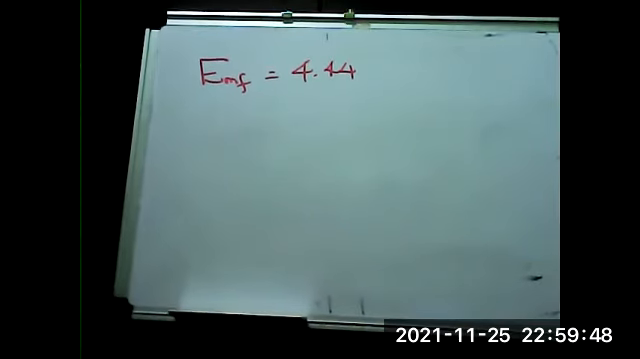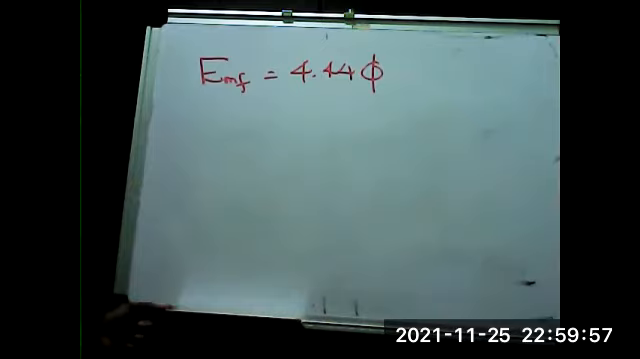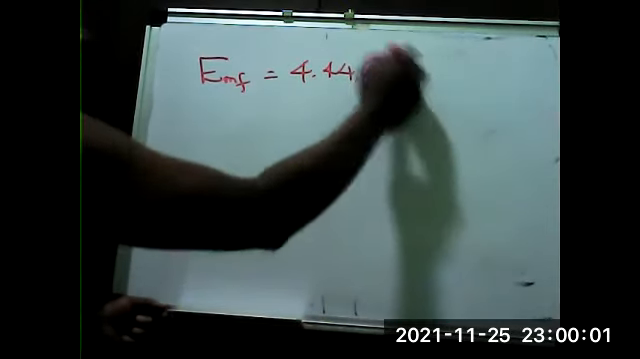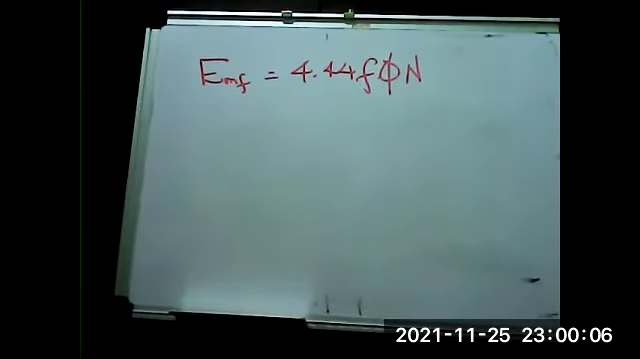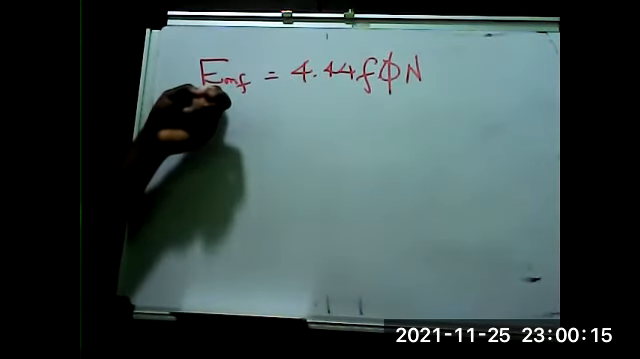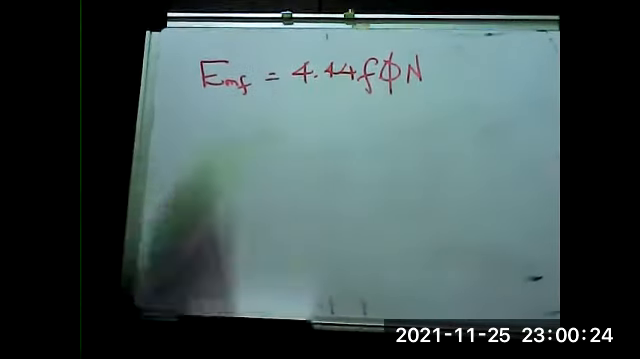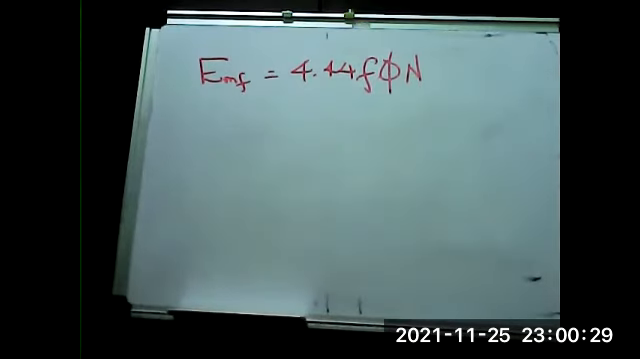To solve that one, we use the EMF equation of a transformer. EMF is equal to 4.44 multiplied by frequency, phi, number of turns. That's the EMF equation. If you use the EMF which is the voltage on the secondary, you use the number of turns on the secondary. If you use the voltage on the primary, use the number of turns on the primary. So here, we are going to use the 80 which was given. It was for the secondary, right?